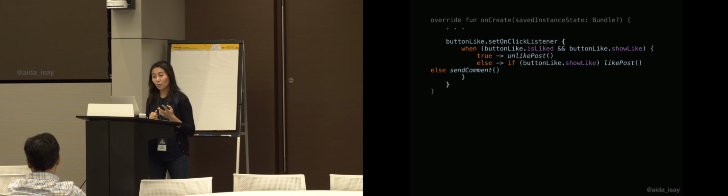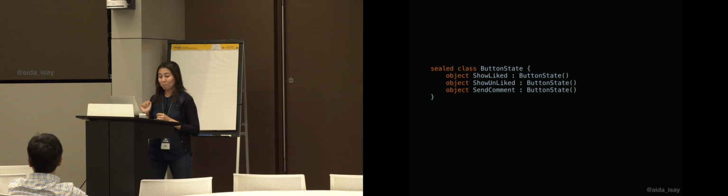Here, for example, when button is liked, and also button is show liked, then you're gonna unlike. Otherwise, you would check if it's liked, then you're gonna send comment or not. So pretty much a lot of nested checks happening with UI animation state and also the data information that you have about the button state.